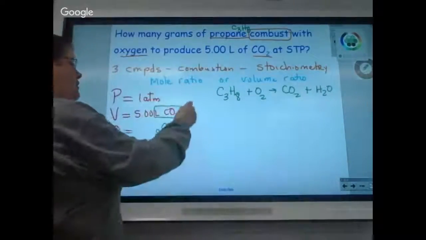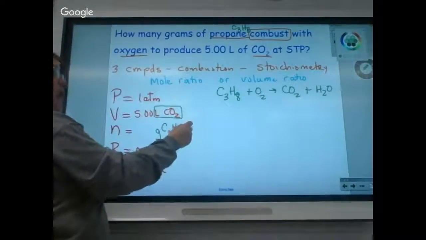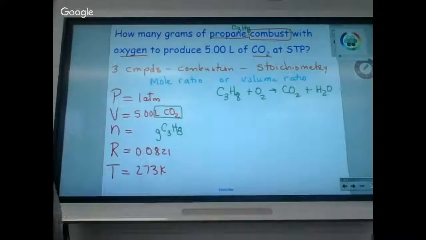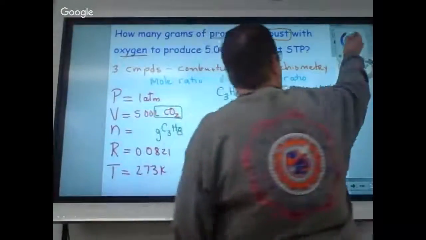Because I start in CO2 and I have to go to propane, I have to have a balanced equation. That's what tells me I need it. The question gave me carbon dioxide and I need propane. That's how I know. So when I look at my equation, is it balanced?